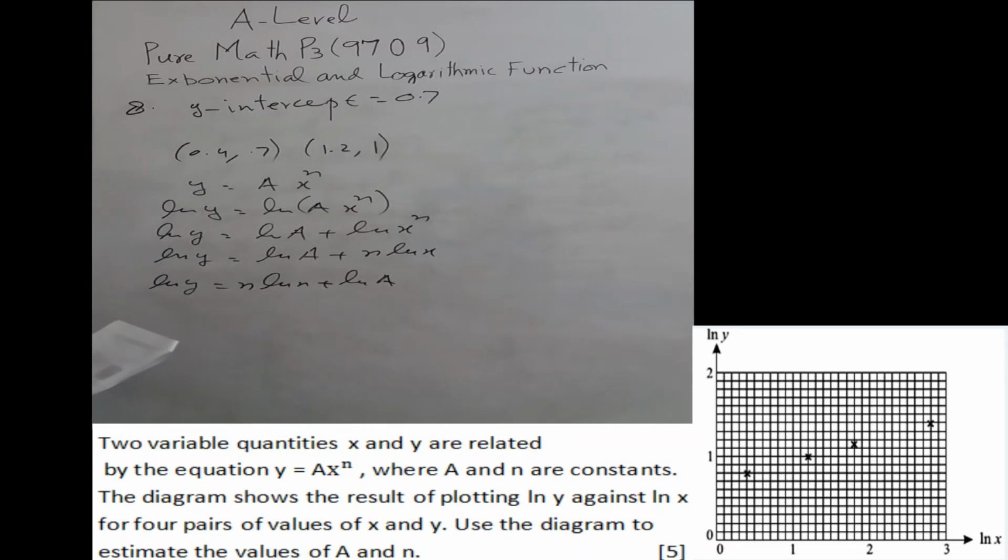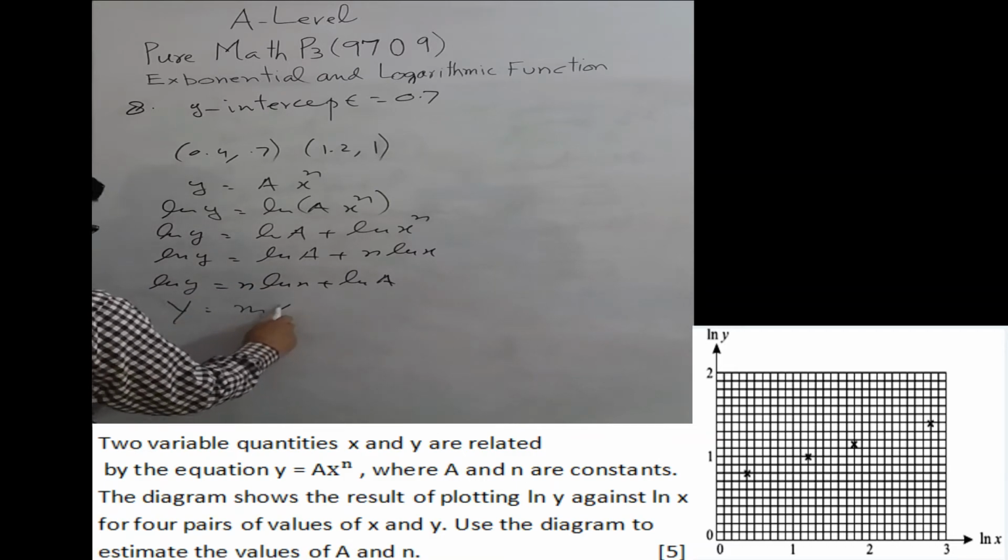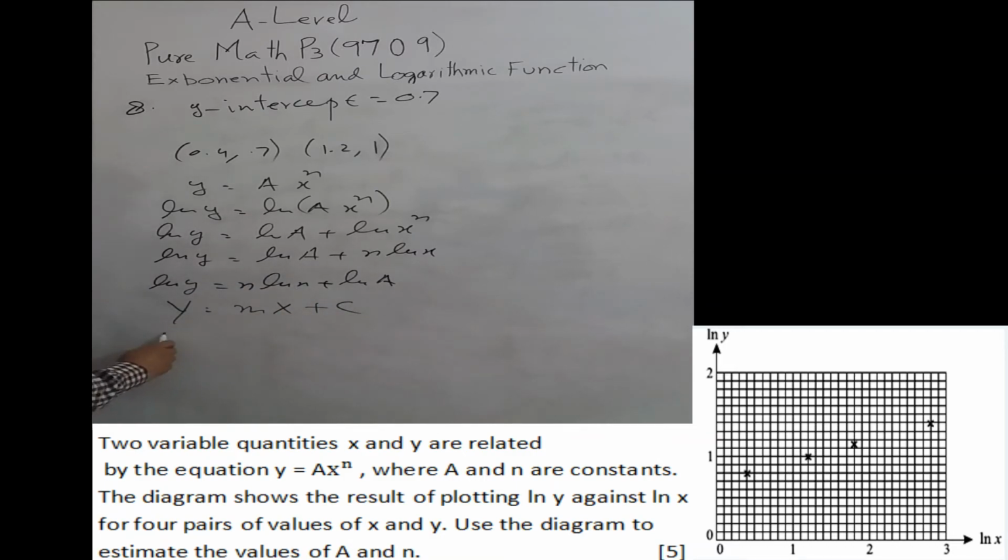So this is now, see the graph. In the graph we have ln x and ln y. So this is again y is equal to mx plus c. So our gradient is n. Now gradient is n using these 2 points.